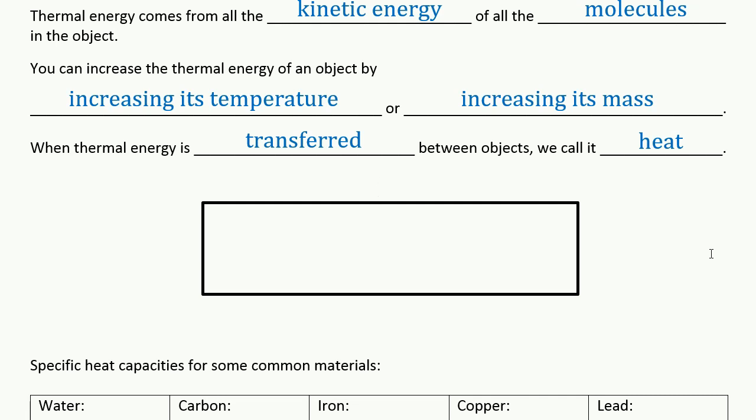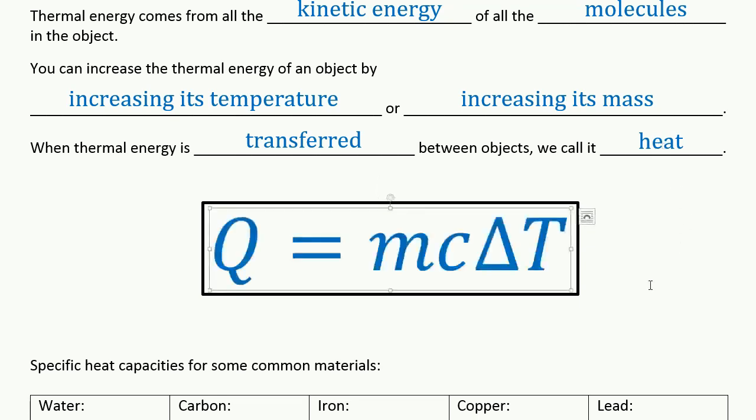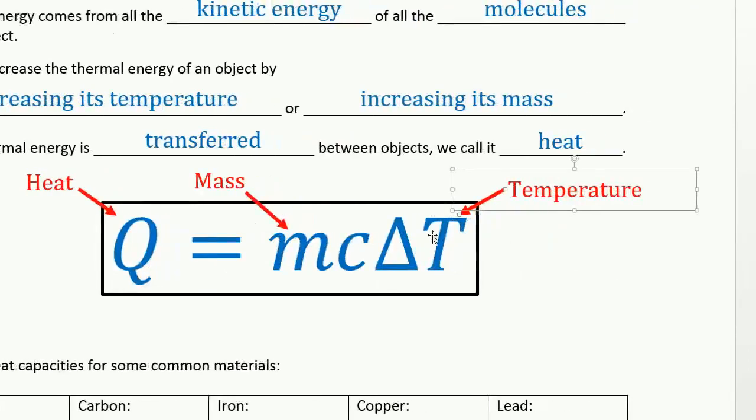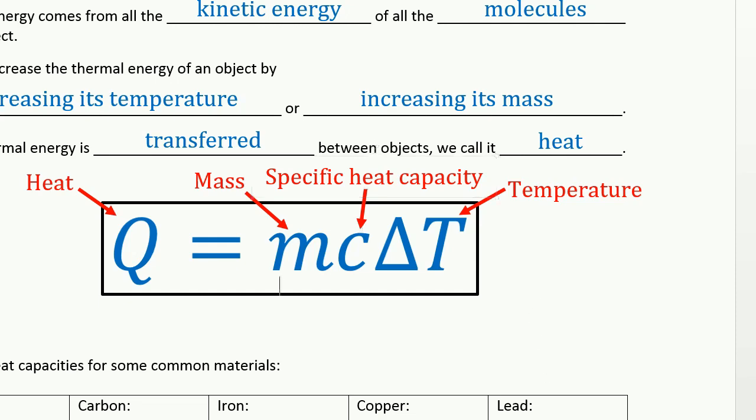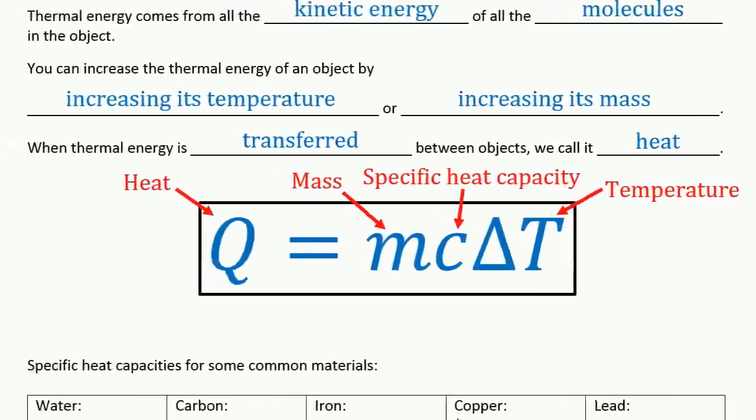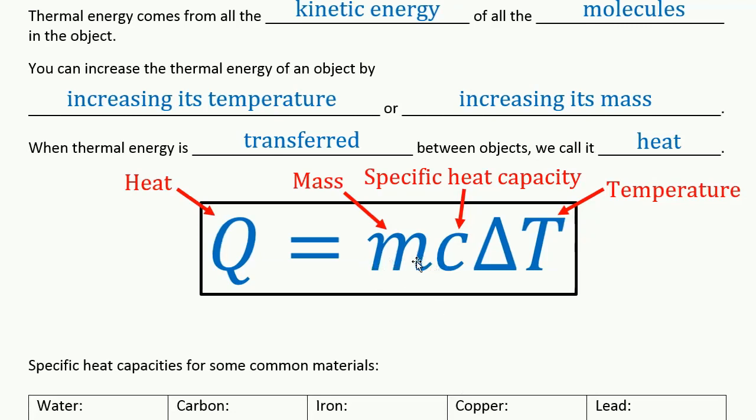OK, now let's look at an equation for heat. Q equals mc delta T. So what do all these symbols represent? Well, Q is heat. M is mass. Delta T is the change in temperature. And C is this new letter we haven't used before. C is called the specific heat capacity. And this will be a different number for different materials.